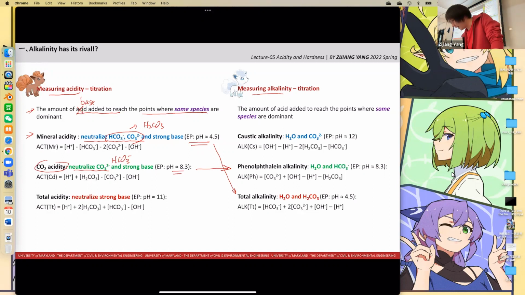On the other hand, we have total acidity, where we just neutralize the strong base, and the endpoint is around 11. This one is pretty similar to caustic alkalinity. And under this condition, the dominant species is H2CO3.